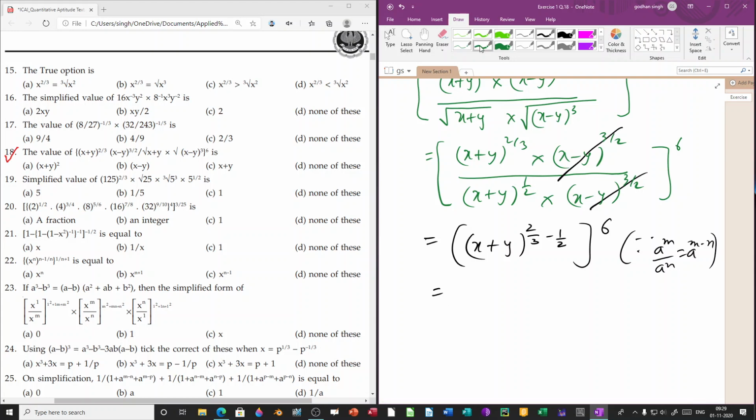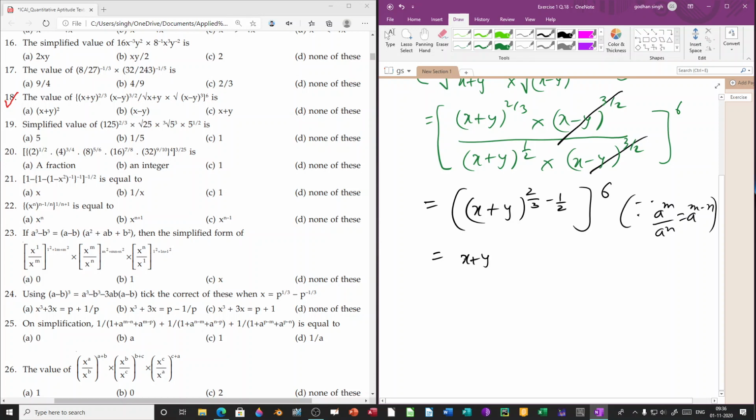Now equal to (x plus y) raised to, this will become 4 minus 3 by 6, and overall power we are having 6. So equal to x plus y, 4 minus 3 is 1 by 6 and raised to the power 6. So this 6 and 6 will cancel each other and we will be getting equal to x plus y. So let us see if any option is there here like x plus y. So C is the correct option.